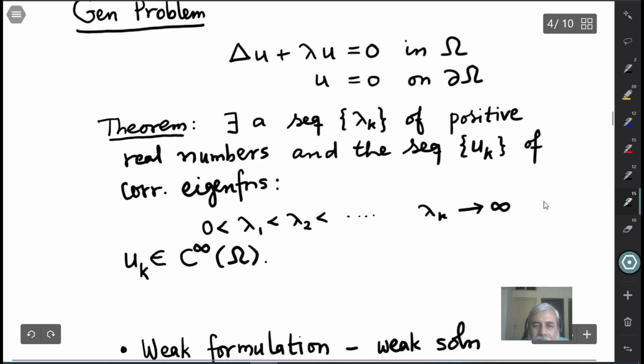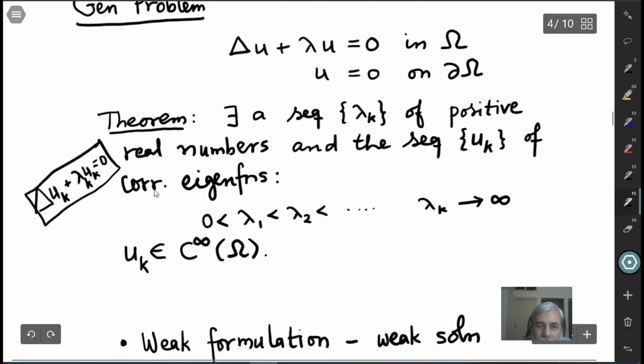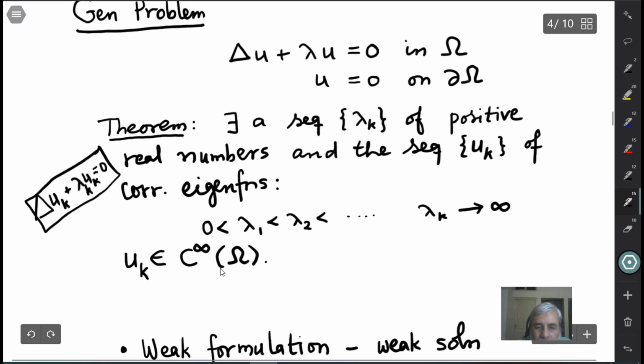eigenvalues. Okay, so there exists again a sequence lambda k of positive real numbers and a sequence u_k of corresponding eigenfunctions. Okay, so that means we have just Laplacian u_k plus lambda k u_k equal to 0 and u_k are 0 on the boundary. And further, there is some regularity. So these u_k are all C infinity functions in Omega. Okay.